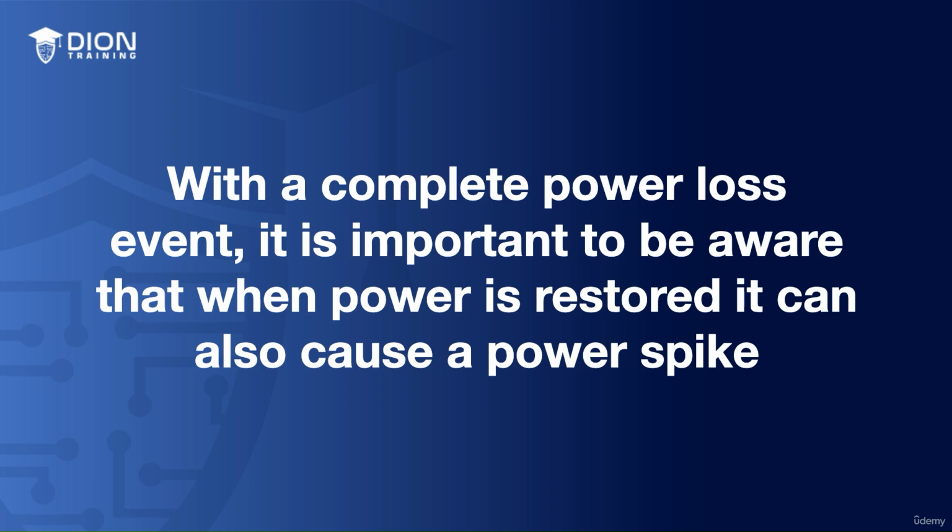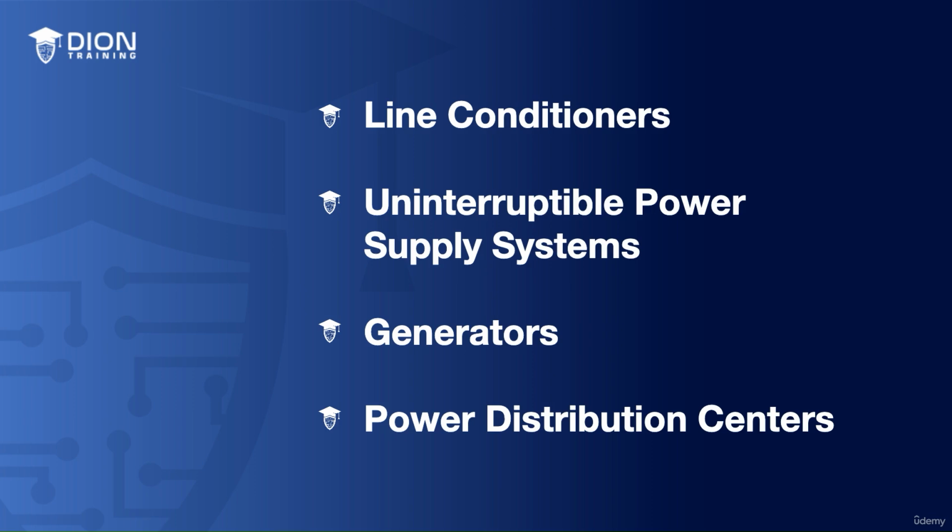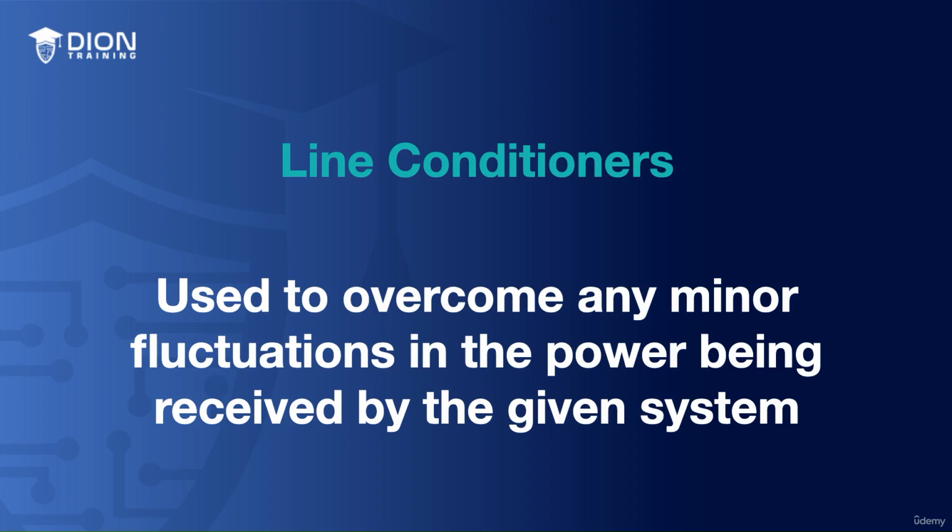So, now that you have a good understanding of the 5 different power conditions that you may experience, including surges, spikes, sags, undervoltage events, and full loss of power events, let's take a look at the different types of robust systems that can help us to keep our data centers up and running by focusing on line conditioners, uninterruptible power supply systems, generators, and power distribution centers to better understand how these components help to ensure the high availability and reliability of our systems located within our data centers. Now, first, we have a line conditioner.